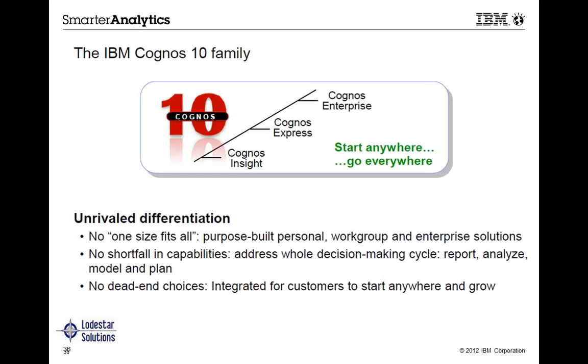But again, no matter where you start in the process, you can always get to the end. So if you decide to go with Cognos Express, you can still get to Enterprise pretty easily. If you have Cognos Insight, you can get through the process very easily as well. So it's integrated across the stack. Start anywhere and really get everywhere.